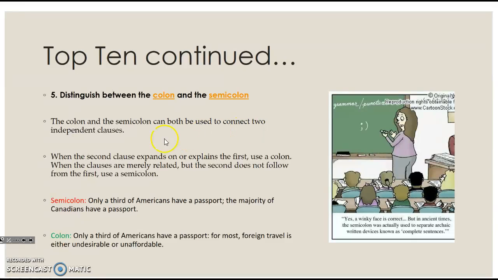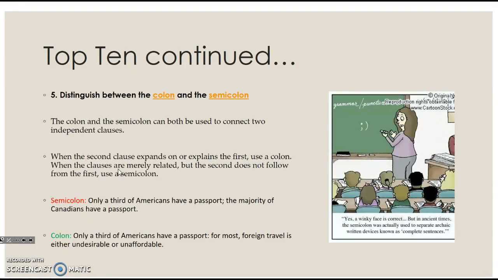Both of them can be used to connect two independent clauses. So when the second clause expands on or explains the first, then you will use a colon. When the clauses are related, but the second one does not really follow or depend on the first, then you will use a semicolon. So here's an example. You use a semicolon in this sentence. Only 1/3 of Americans have a passport, semicolon. The majority of Canadians have a passport.